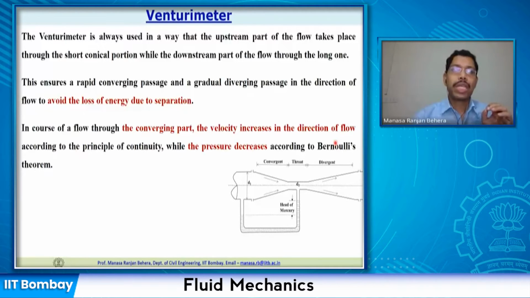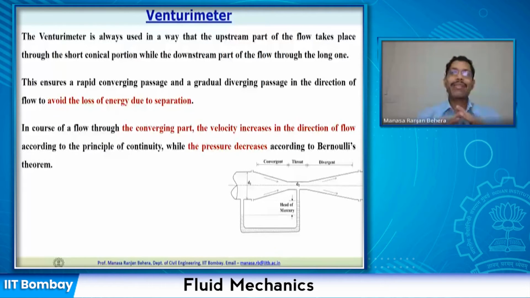Now in the course of the flow, in the converging part, the velocity is going to increase as the area is reducing. We know from our continuity equation, from conservation of mass, that if your area is reducing, the velocity is going to increase. And similarly, when the area is increasing in the divergent section, the velocity is going to gradually reduce from the throat to the divergent section. So the velocity from section 1 will keep on increasing up to section 2, and again from section 2 till the end of the divergent section, the velocity is going to decrease.